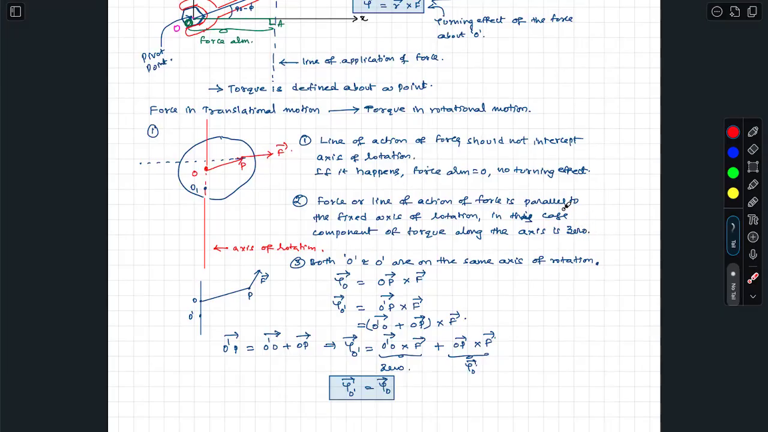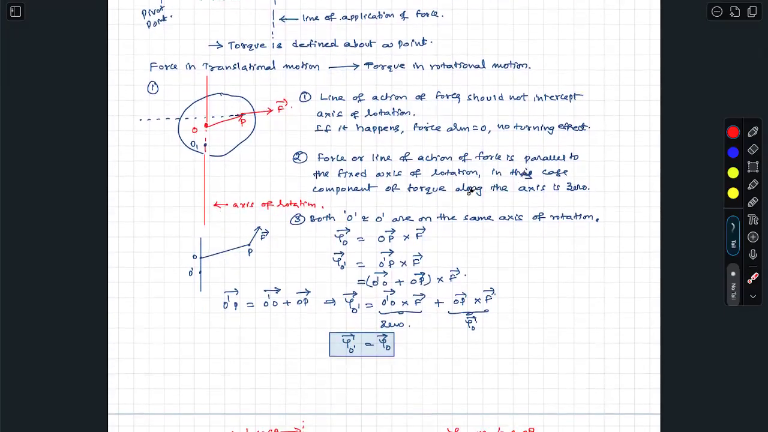Right. Now, take a situation like this. It's a rigid body, and there is a point O here. Remember, this is a fixed axis system. At some point P, some force F bar is acting. I choose O to P as R bar and this is F bar. The line of action of force should not intercept the axis of rotation at any point of time. If the line of action of force intercepts the axis of rotation, you will not have any turning effect.